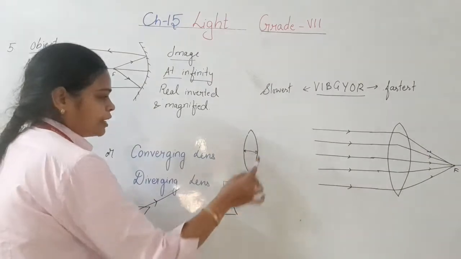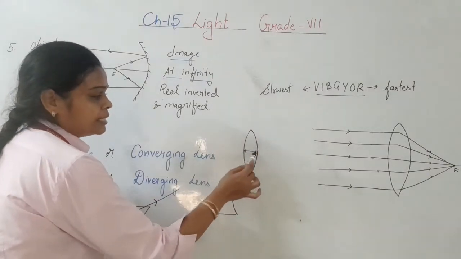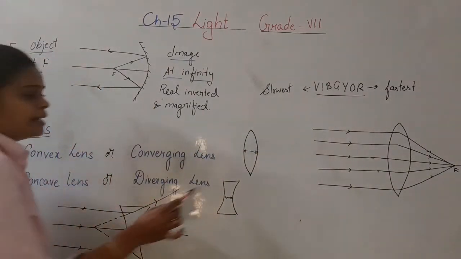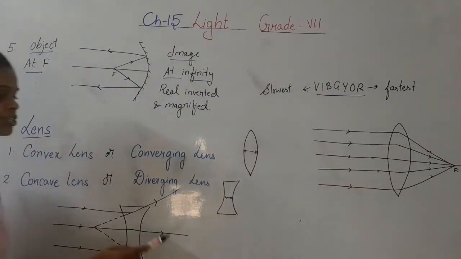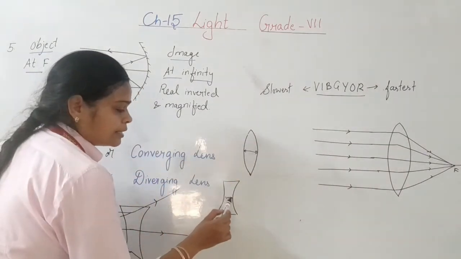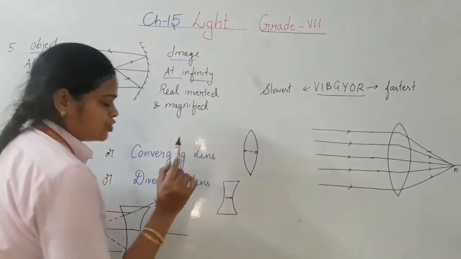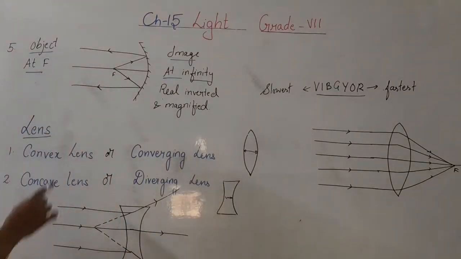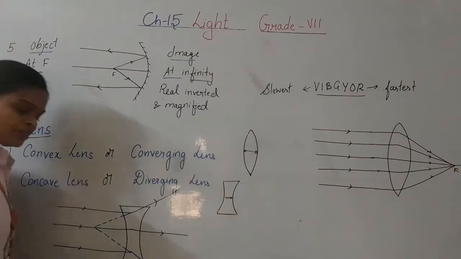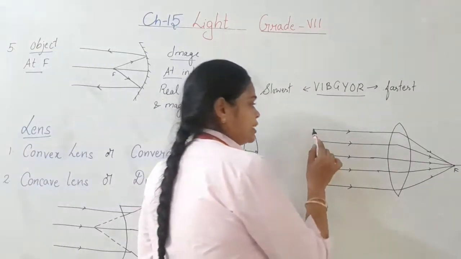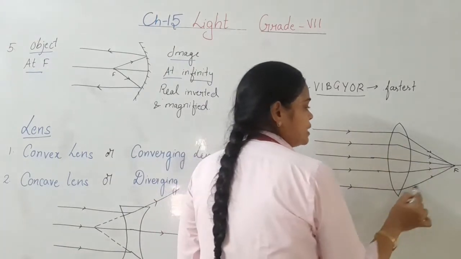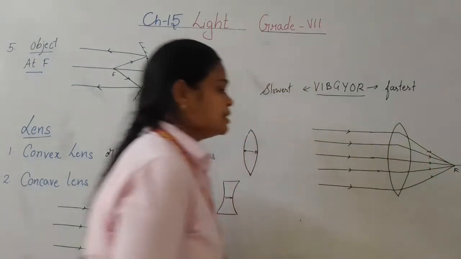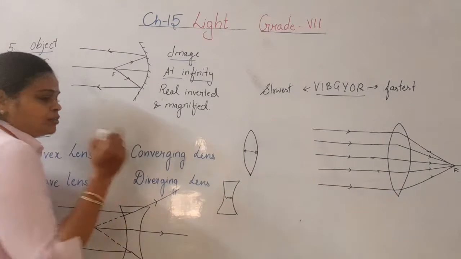The convex lens is thicker at the middle and thinner at the edges, whereas the concave lens, the diverging lens, is thinner at the middle and thicker at the edges. Now the question arises, why is a convex lens called a converging lens? Because when rays pass through the convex lens, they meet at one single point. They converge at a single point, so they are called converging lenses.